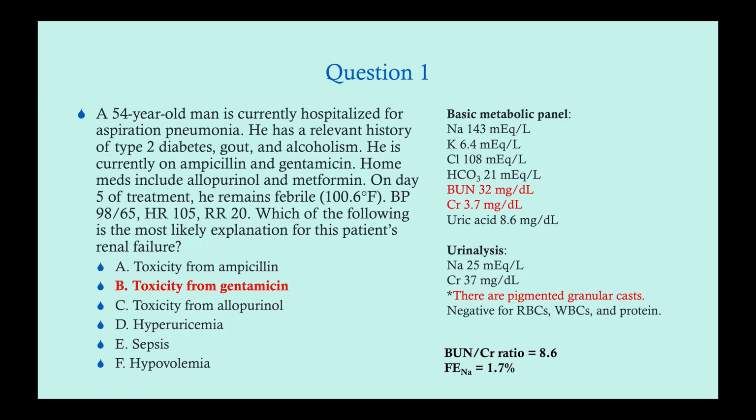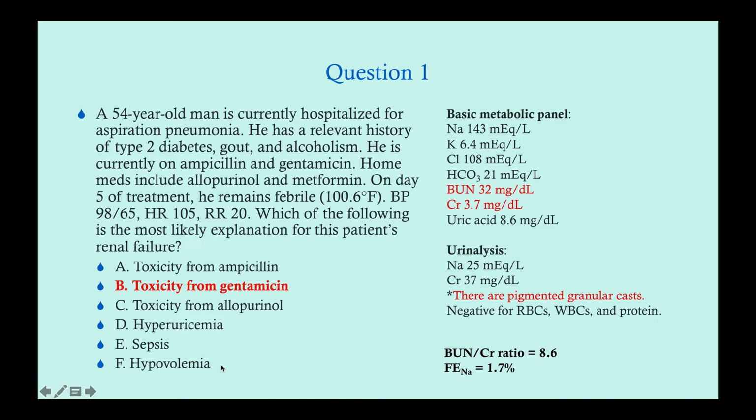Does allopurinol cause renal issues? Really, no. Allopurinol causes a rash. It can cause vasculitis in rare cases. Sometimes it can cause a drug-induced hepatitis, but it does not cause renal issues. Sepsis and hypovolemia, they kind of both fit under the same picture. They can both cause renal issues, but it's going to be a pre-renal failure.